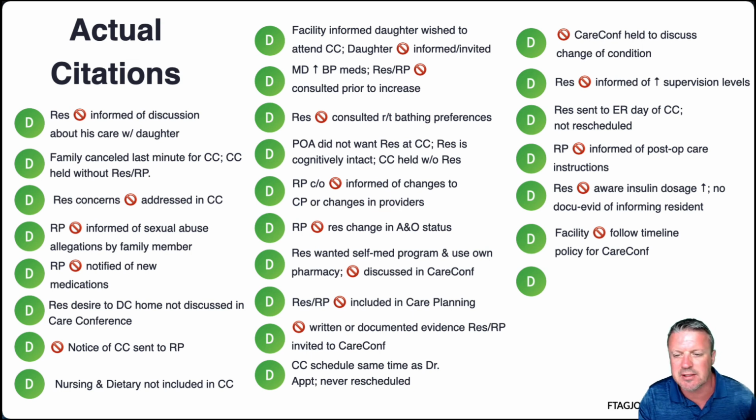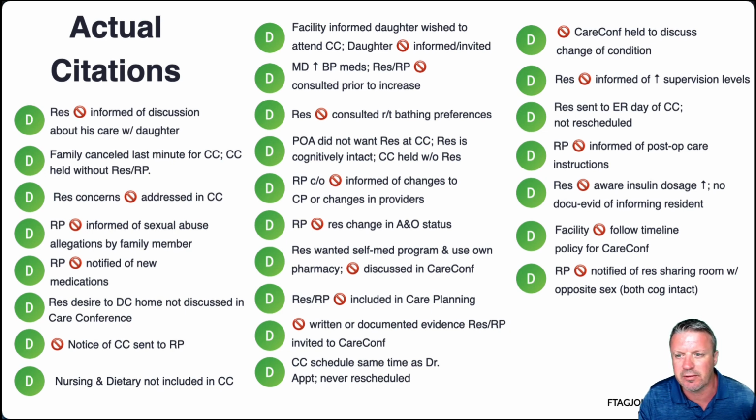So in that case, they didn't have a care conference in the first 72 hours after admission as the policy stated they should. Responsible party was not notified of resident sharing a room with opposite sex. Both of them were cognitively intact. Both the residents wanted to do it. Evidently, you can cite it if the responsible party is not notified.